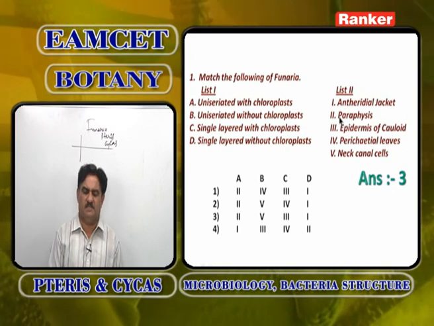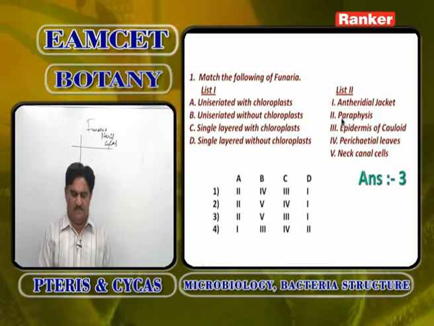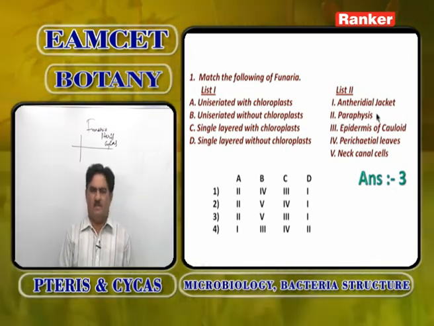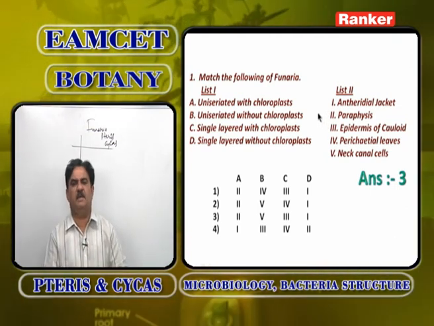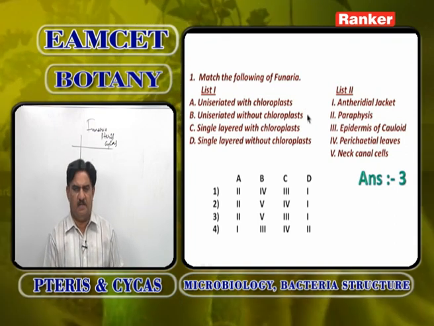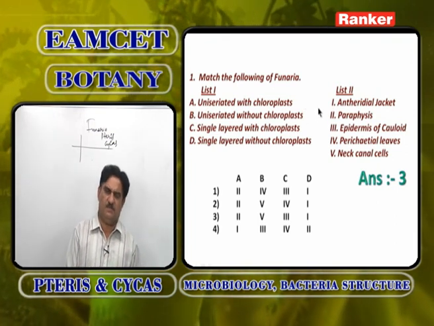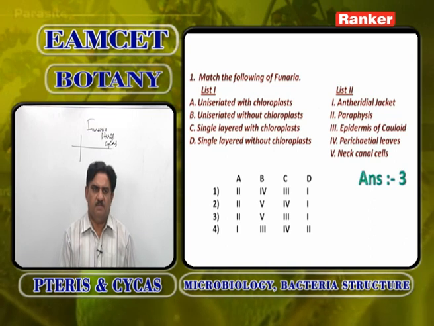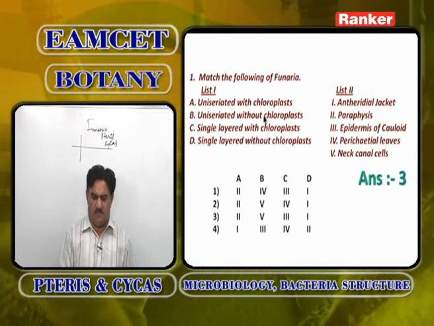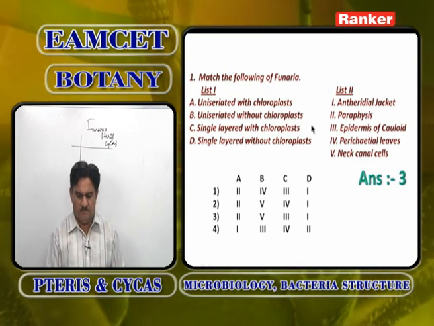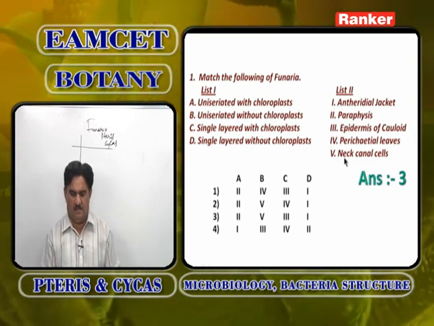Paraphysis. Paraphyses are special hair-like structures intermixed with antheridia and archegonia. Antheridial paraphysis shows a subapical apex, whereas archegonial paraphysis shows pointed tips. They contain chloroplast, perform photosynthesis, provide protection to antheridia, and store water in between themselves as mucilage. Then uniseriated without chloroplast are neck canal cells.